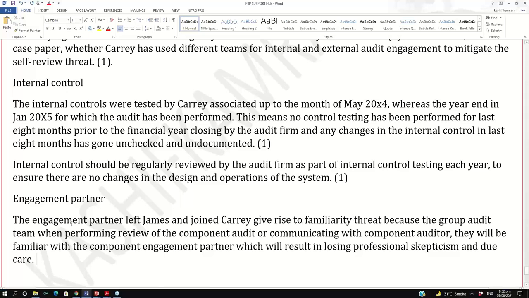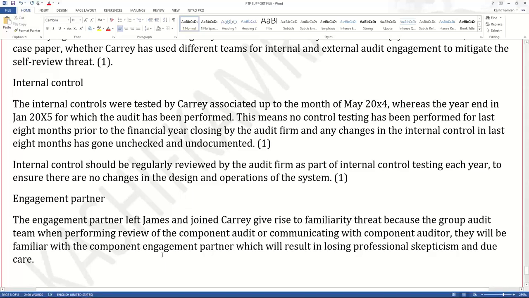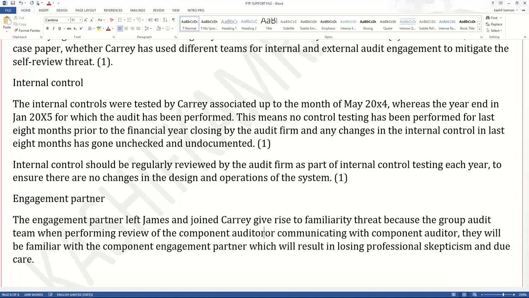Is everyone hearing me? So the engagement partner left James and joined Kerry, right? This gave rise to a familiarity threat because the group audit team, when performing review of the component auditor or communicating with the component auditor, will be familiar with the component engagement partner. So when you are liaising as a group auditor with a component auditor, do you know the partner of the component auditor? Do you have a familiarity association with that partner? Will that result in losing professional skepticism and due care in how you review the work of a component auditor or how you liaise with a component auditor?